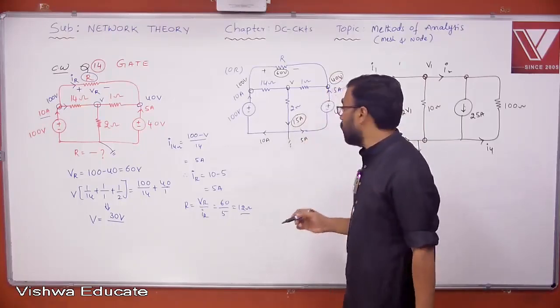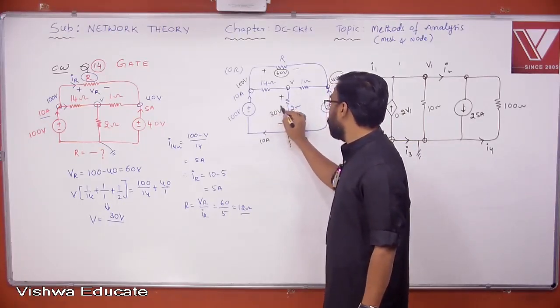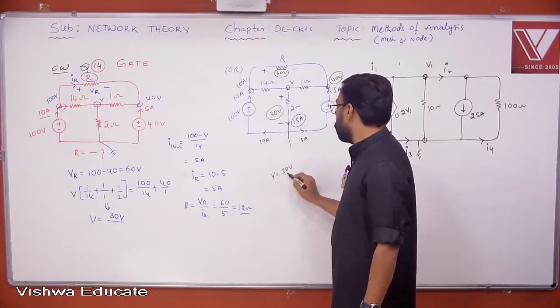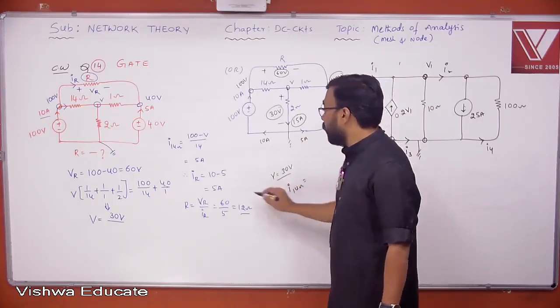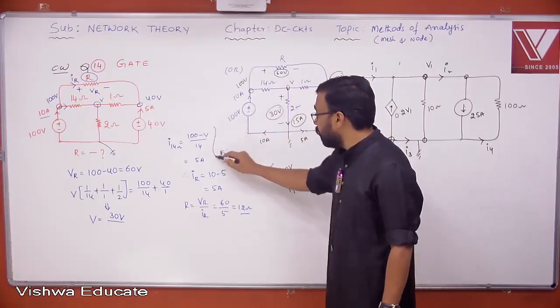To satisfy KCL, 15 into 2. What is this now? 30 volts. Yes or no? Then you obviously know what is V. V is nothing but 30 volts. Now once you know V, what is current through 14 ohm? This you already know here. The same procedure now you continue here. Once you know this, okay, the same procedure you can continue.